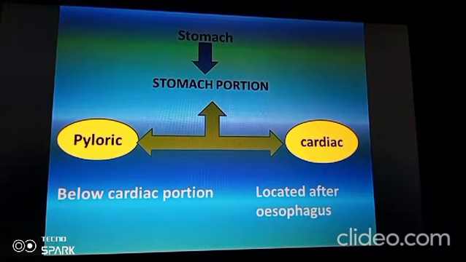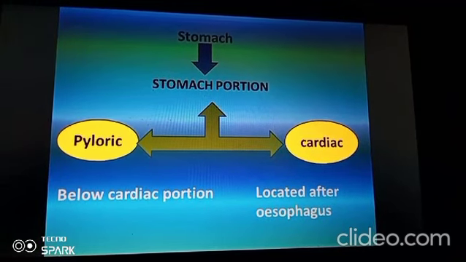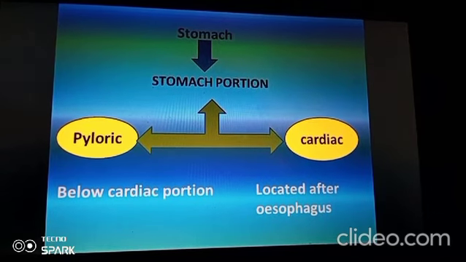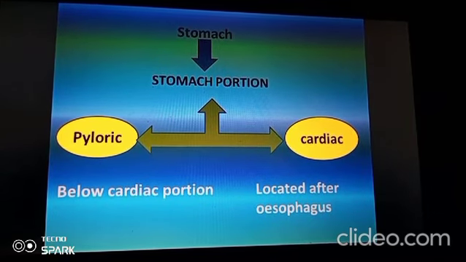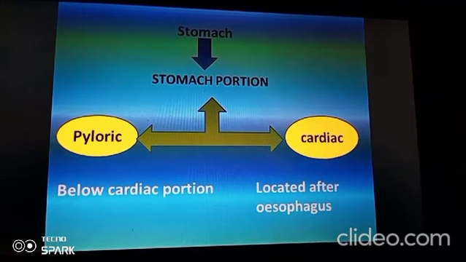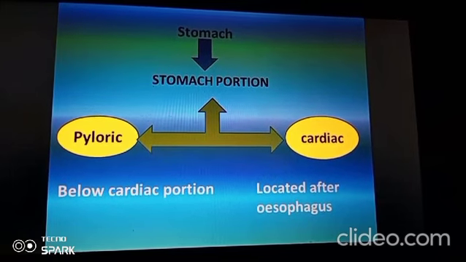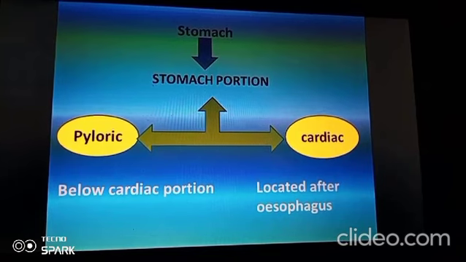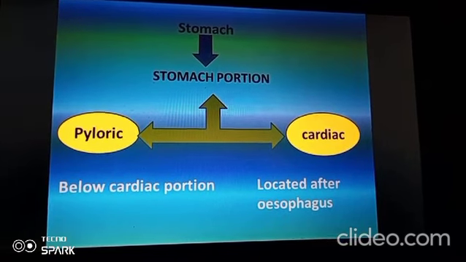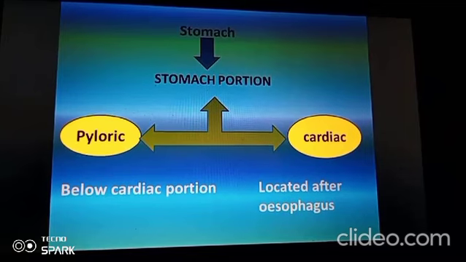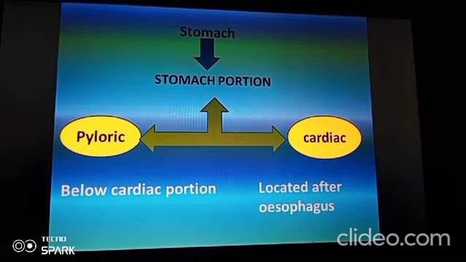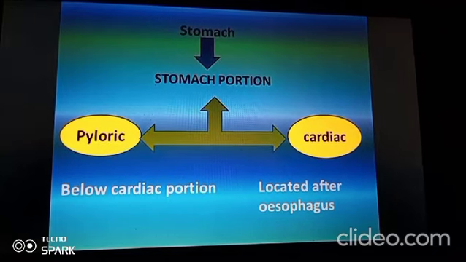The pyloric portion is present below the cardiac portion, and the cardiac portion is located after the esophagus. The point where the esophagus ends and the stomach is attached is the cardiac portion, and the point where the stomach ends and the next part, the intestine, starts is the pyloric portion. First comes the cardiac, the other one is pyloric.